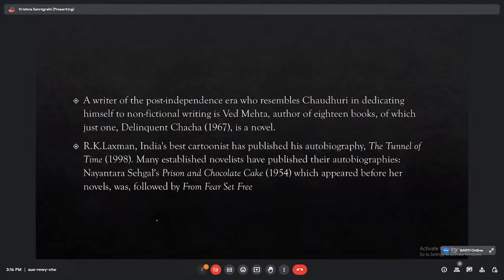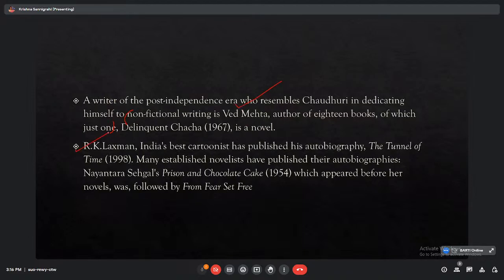A writer of the post-independence era who resembles Chaudhuri in dedicating himself to non-fictional writing is Ved Mehta, author of 18 books, of which just one, The Delinquent Chacha, is a novel. So, other than this, the others are examples of non-fictional writing by Ved Mehta.